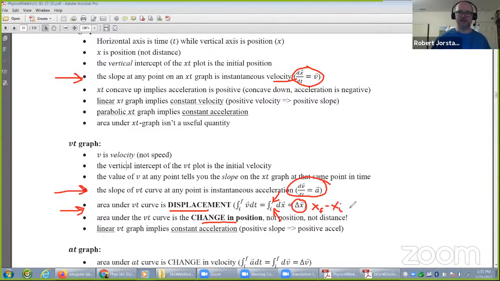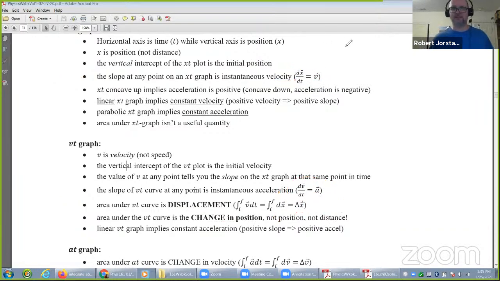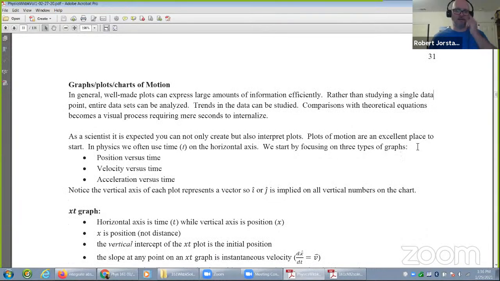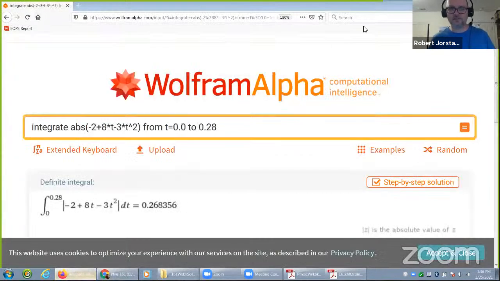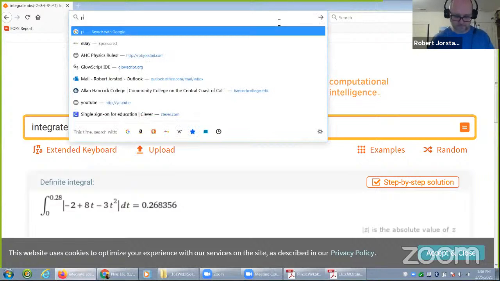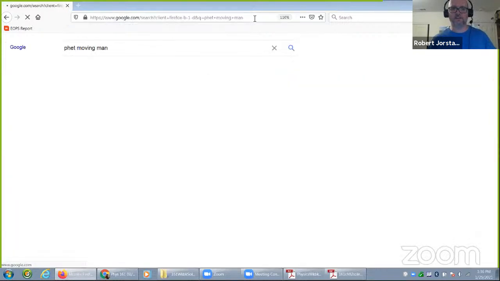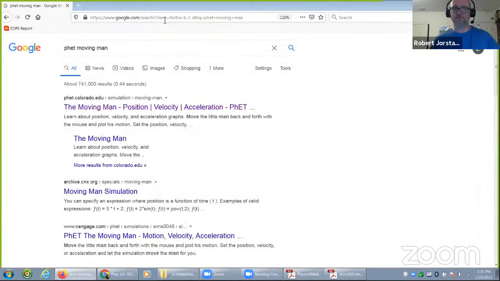So if you have this page out, I want you to read that while I get the simulation running. This is page 31. I want you to keep that out in front of you while I bring up a simulation. Okay. So let me see if I can bring this up. Come on, Zoom. If you want to play with this on your own, the PhET is called the Moving Man PhET. So I just Googled Moving Man PhET. I'll throw that in the chat.